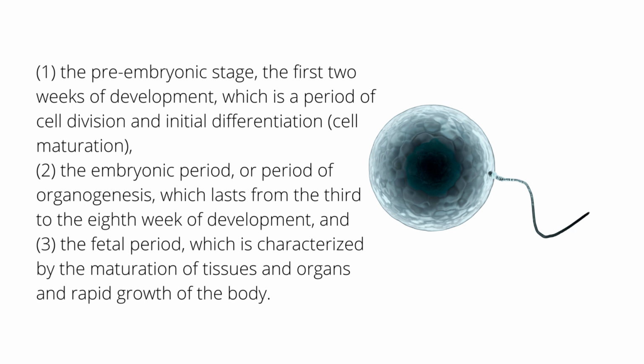Second is the embryonic period or period of organogenesis, which lasts from the third to the eighth week of development. And next is the fetal period, which is characterized by the maturation of tissues and organs and rapid growth of the body. The prenatal period ends with parturition and is followed by a long postnatal period. Only at about age 25 years are the last progressive changes completed. So today we're going to talk about only the pre-embryonic stage and the embryonic period, so as to not give you the information overload.